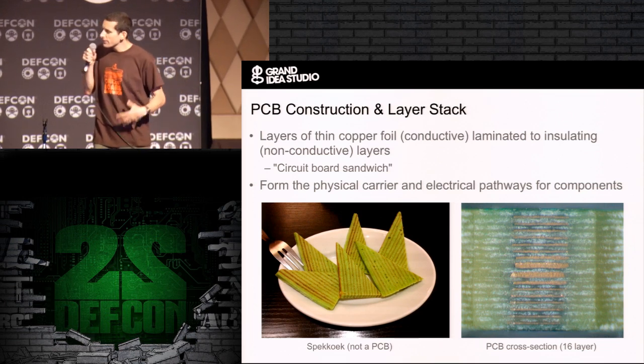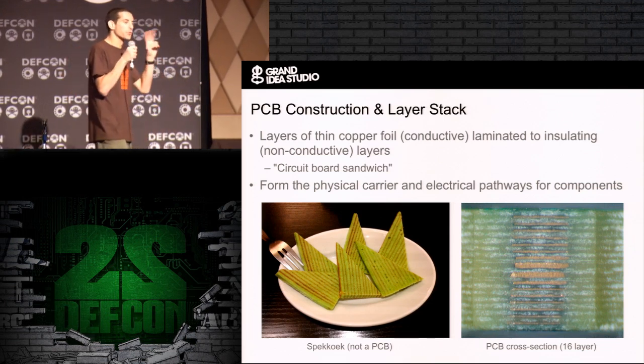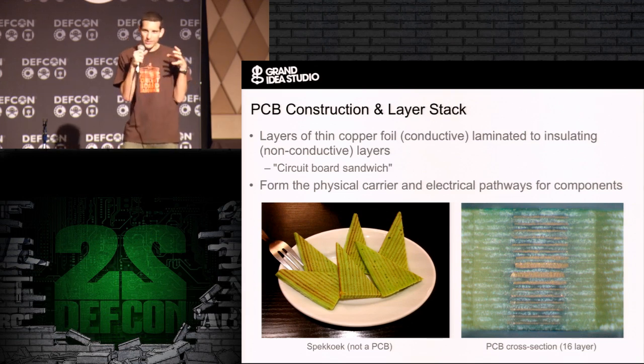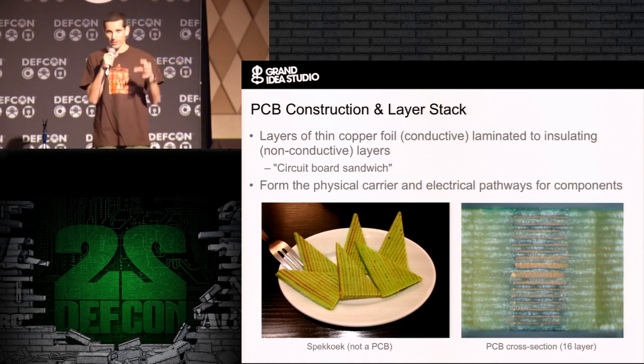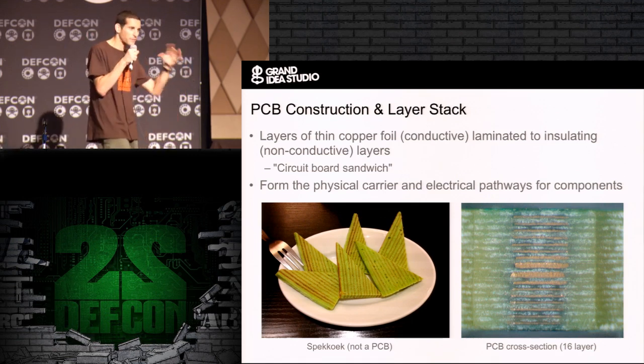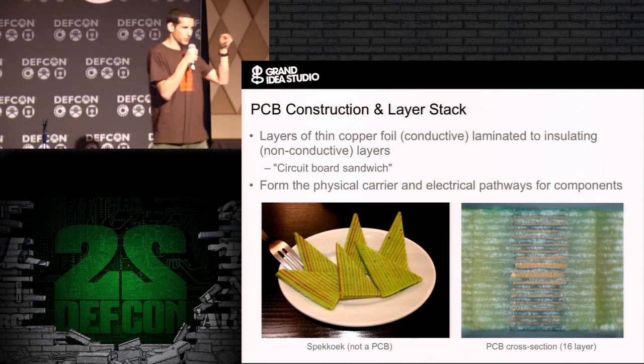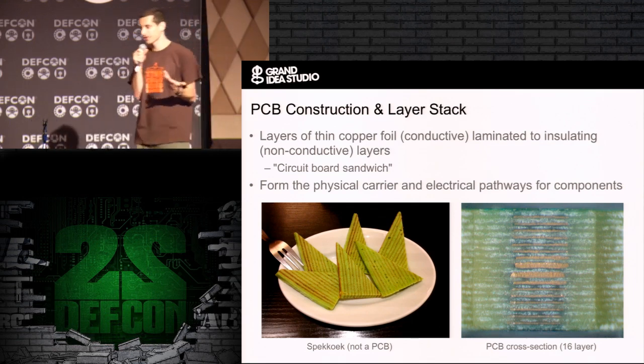Circuit boards do two things. One is they provide a physical carrier: all your components go on the board, and it's where the components can actually connect. And then they provide the electrical pathways. If you figure out what those pathways are, that's how you can do your reverse engineering.